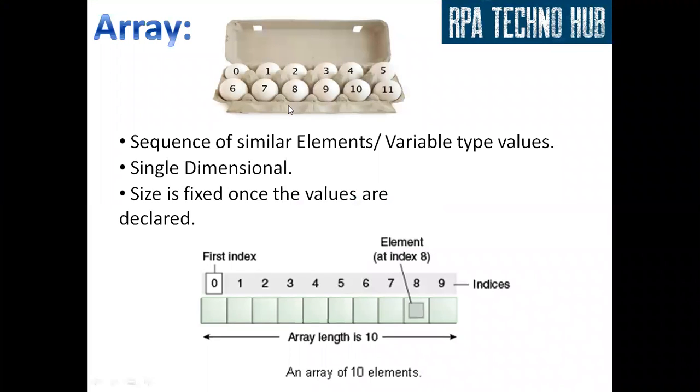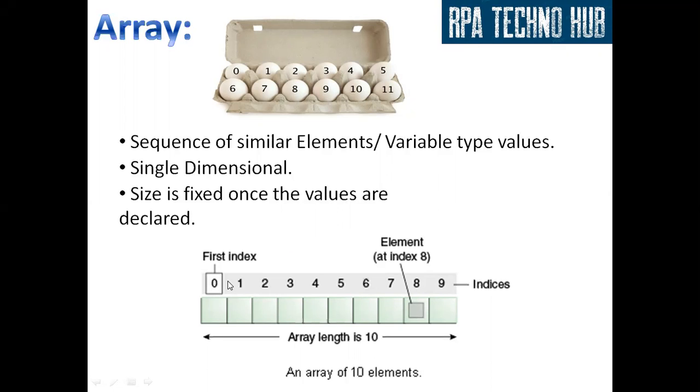So here you can see the x in x container are placed in two dimensions. The size of an array is fixed once the values are declared. So if you want to change the size of an array, that can be done manually, but you cannot change the size of an array during runtime.